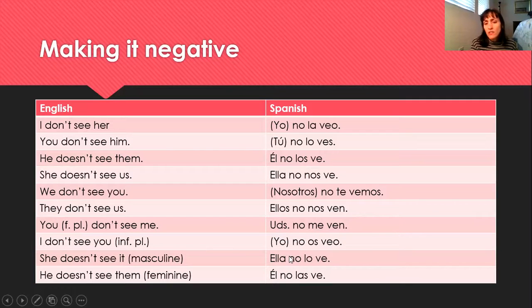Ella no lo ve. She doesn't see it, masculine, or him. Él no las ve. He doesn't see them, feminine.